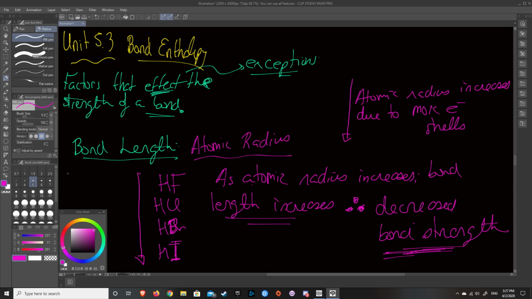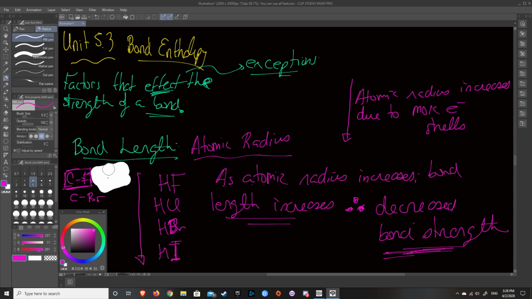So if we were to compare a bond between carbon and fluorine and a bond between carbon and bromine, you can say the carbon-fluorine bond is stronger. But we will see later on that it depends whether we have a polar solvent, a protic solvent, or an aprotic solvent for how easy this fluorine is going to leave. But that's taking into account more factors. If we just take into account the atomic radius, as the atomic radius increases, bond strength decreases.